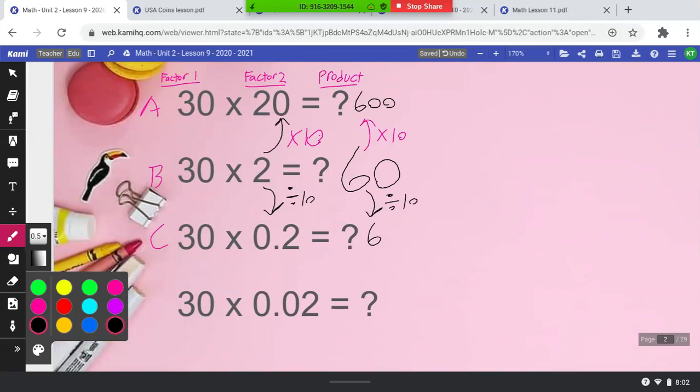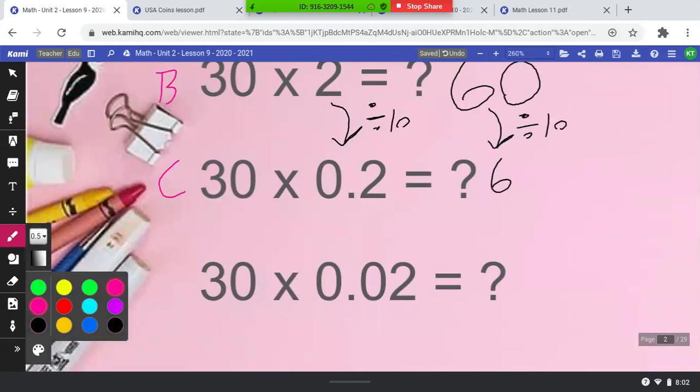Now let's keep going. I have 2/10 in C. Let's see what it does to D. 2/10 to 200ths, I would divide by 10. In my product, you know it does the same thing. So that should turn into 6/10.